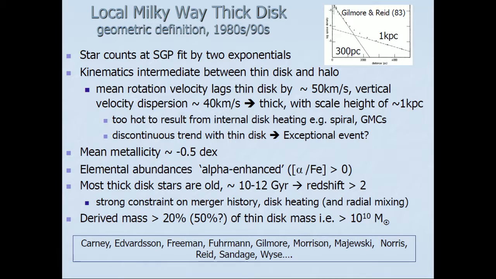The vertical velocity dispersion that was measured was basically too high to have resulted from internal heating processes. Probably did require an exceptional event, as we'll see, perhaps such as a merger. Again, it has a mean metallicity of about a third to a half solar. Elemental abundance is alpha enhanced, old, and it has a derived mass. It was a bit uncertain, still is, what the scale length is, but it's a very significant component of the disk.